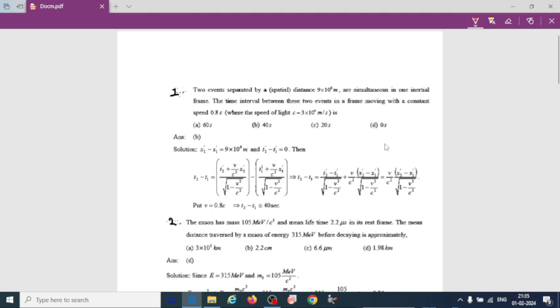Some of the questions related to relativistic mechanics from classical mechanics, the theory of relativity you have studied. So from that I am going to solve some problems here.